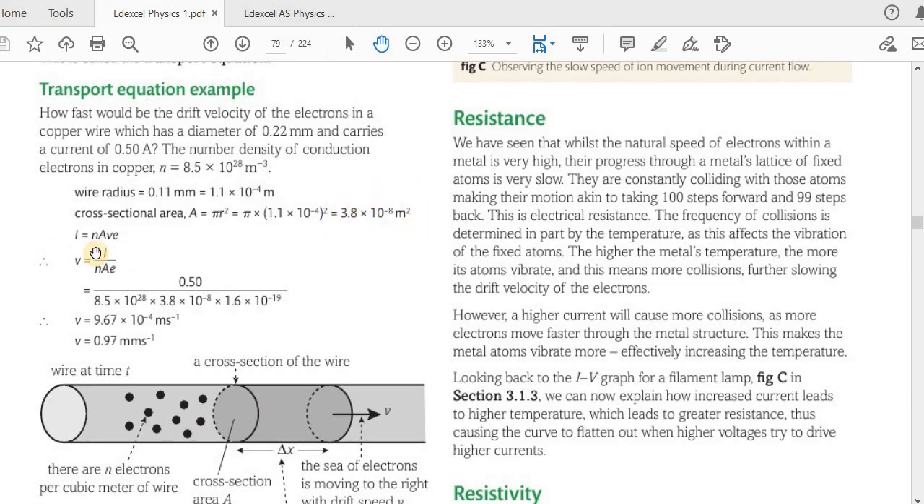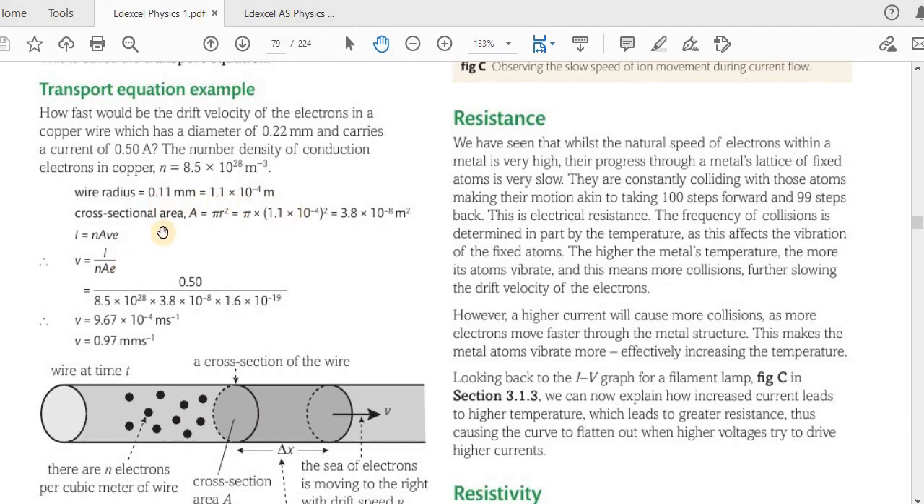Now you have A, and what we are supposed to find here is v. So let's make v the subject of the equation. So v equals, when you cross multiply, I over nAe. Now I, it's given. If you want, you can write the quantities that are given on a side. Then it's easy for you to figure out what is given and what you need to find, by doing something like this.